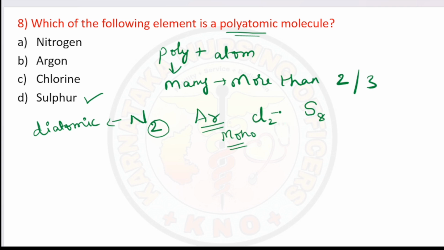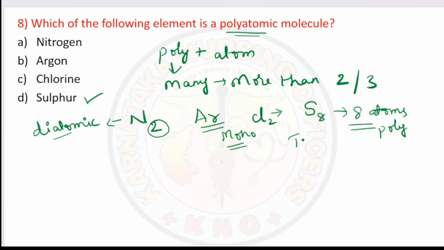And what is Cl2? Cl2 is again called diatomic because it has two atoms of chlorine. And S8: here sulfur has 8 atoms of sulfur. Hence it is called polyatomic.